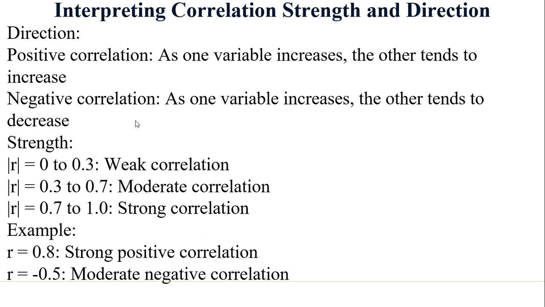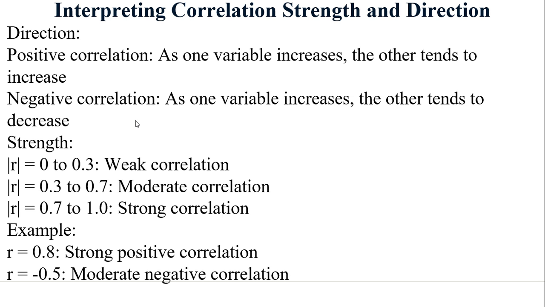When you have 0 to 0.3, you call it a weak correlation. Because all these things we are going to cover in our assignment, let's get there. So strength: 0 to 0.3 is weak correlation. 0.3 to 0.7 is moderate correlation. And 0.7 to 1.0 is strong correlation.